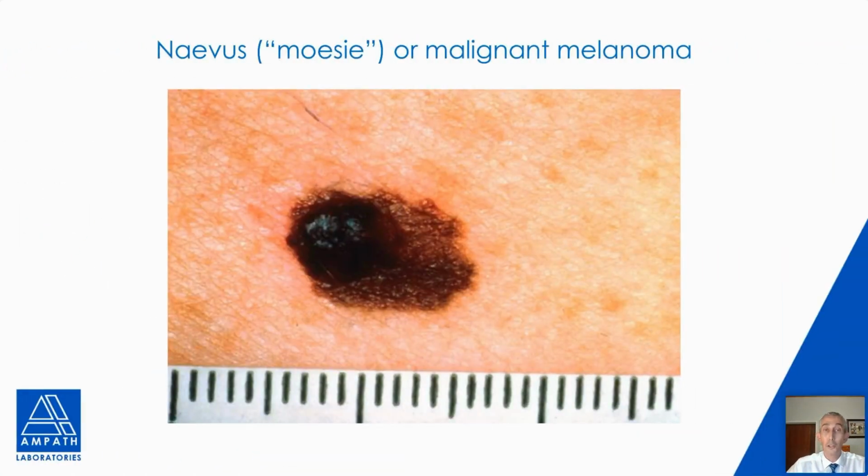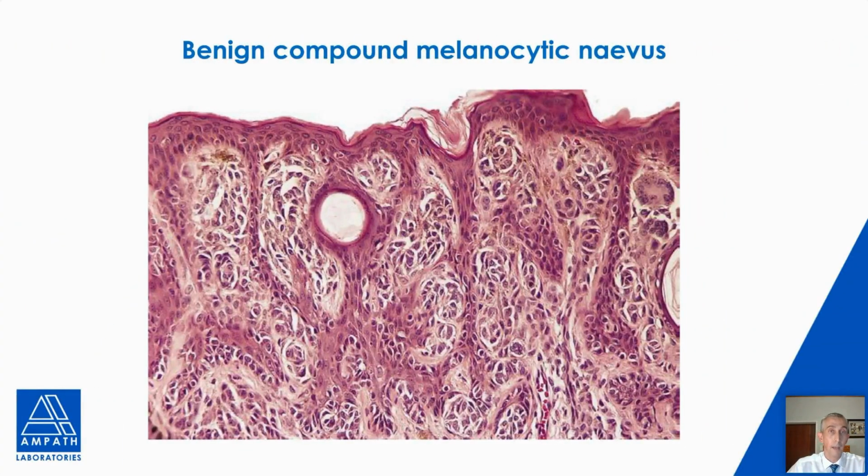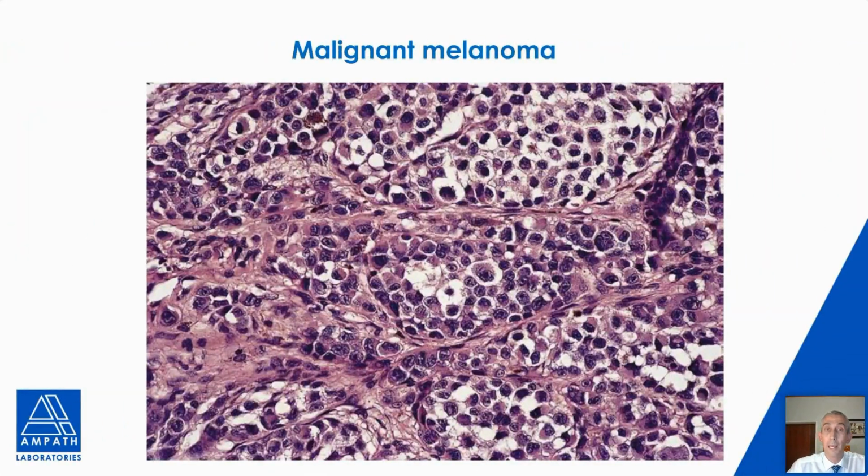Here we see an unusual pigmented skin lesion, which may either be benign, a nevus, or it may be a malignant melanoma. Under the microscope, a benign compound melanocytic nevus shows delicate small nests at the dermoepidermal junction and also within the dermis. But contrast this with malignant melanoma, one can appreciate expansile nests of tumor cells which appear discohesive, and the nuclei appear enlarged and demonstrate nucleoli.